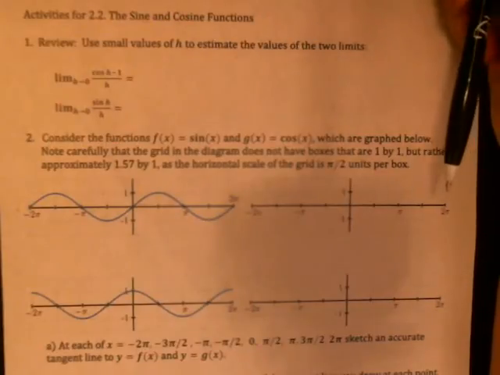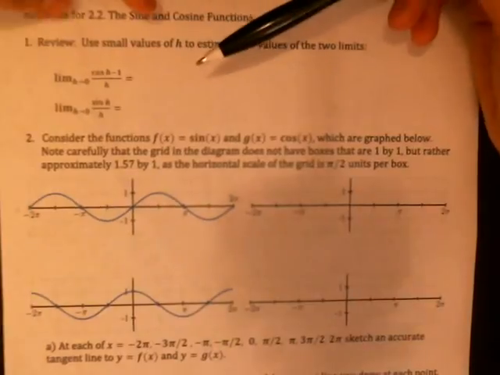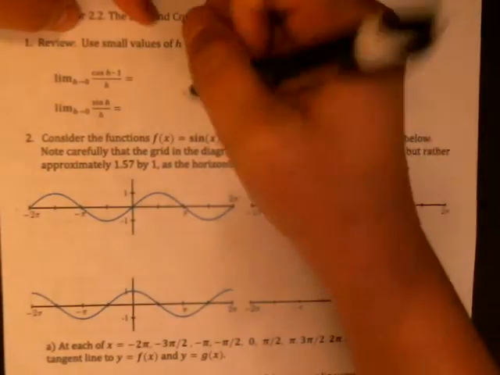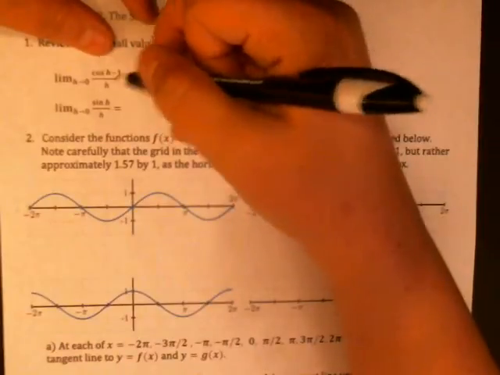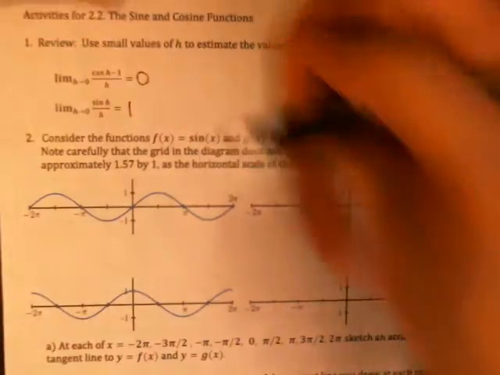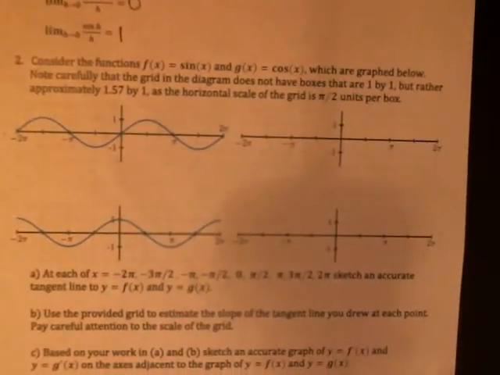But these are actually really nice, handy limits, more than just for what we do on the next page. So if you go ahead on your calculator and plug in really small positive and negative h values, you should see that cosine h minus 1 over h is getting really close to 0, and sine h over h is getting really close to 1. So sort of keep those in the back of your head for the next thing we do as well. Next page.